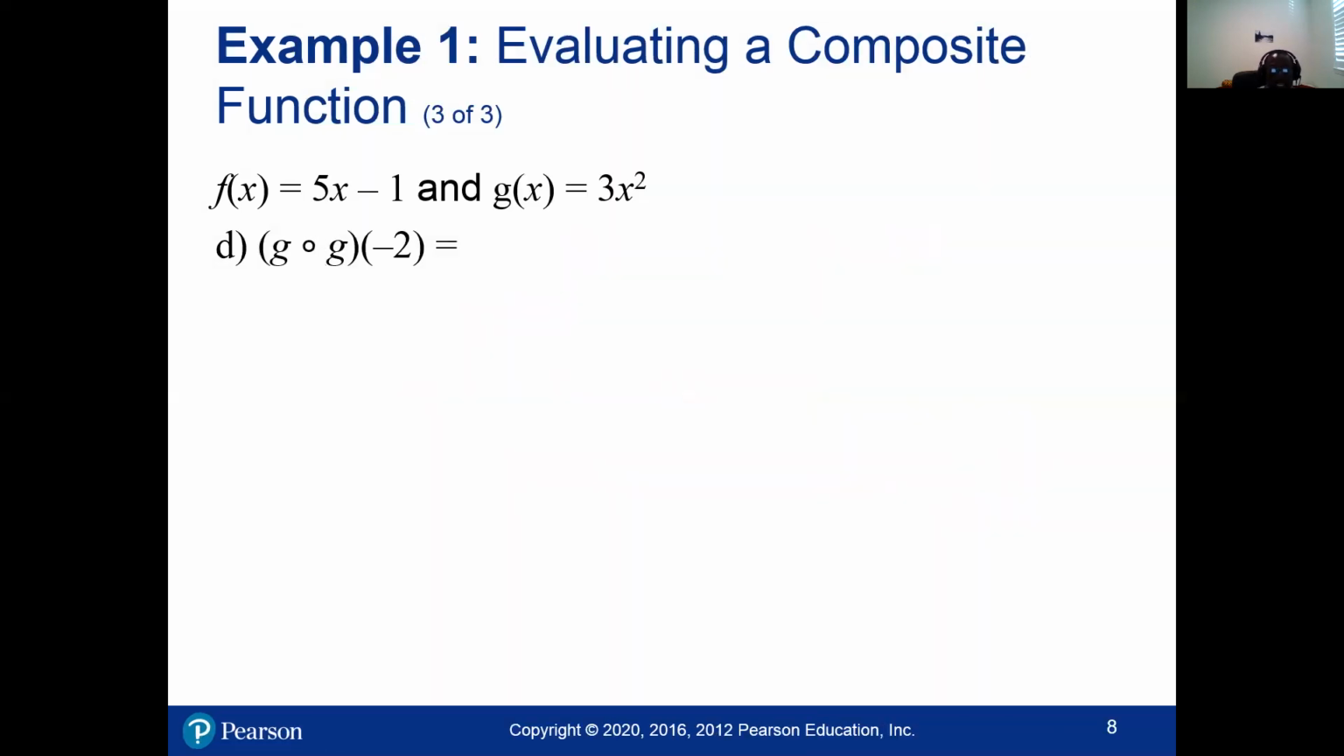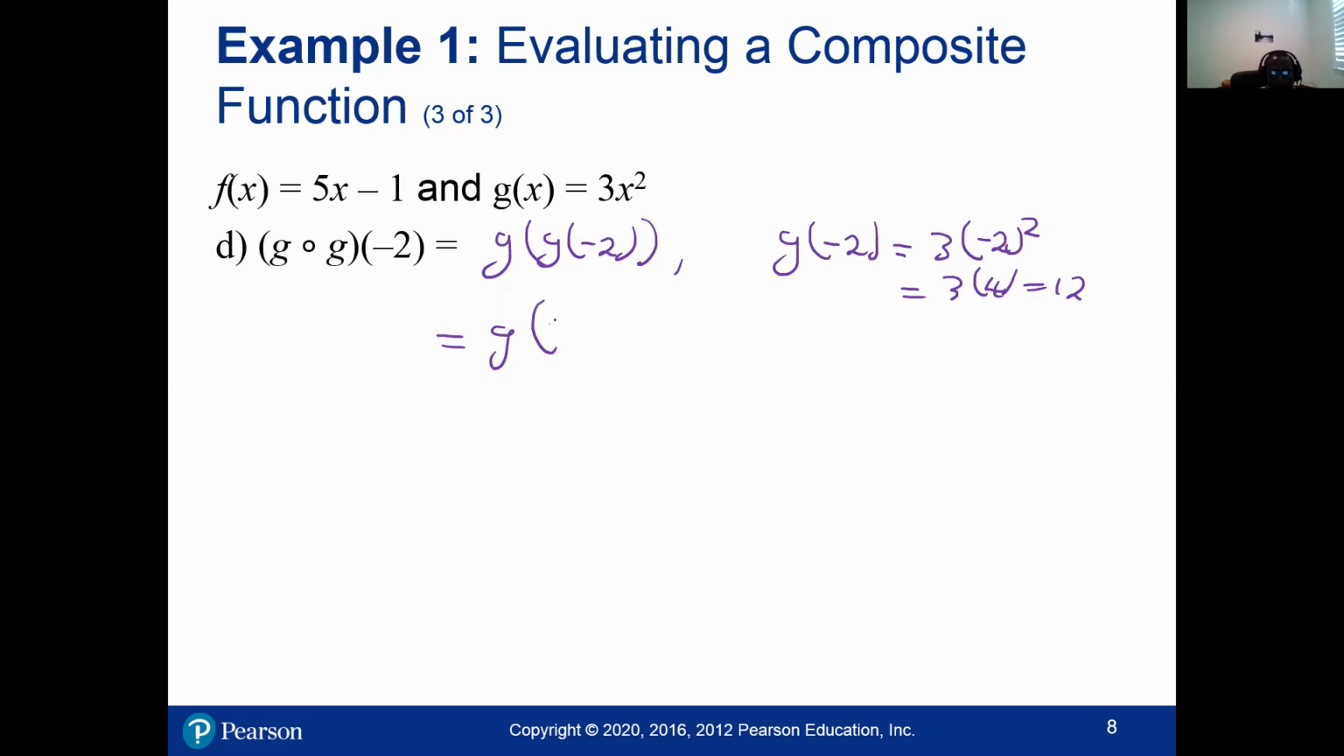Okay, good. Now let's go to the last one, g of g. That is g composed with itself at negative 2. So that's just like we did for part C. We evaluate the g at negative 2 first. Well, my g of x is 3x squared. So g at negative 2 is equal to 3 times negative 2 squared. This is 4, and that gives us 3 times 4, which is 12.